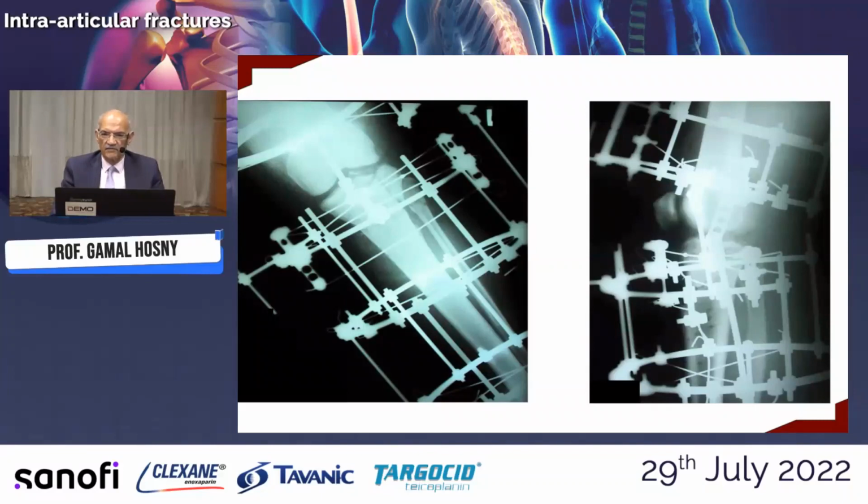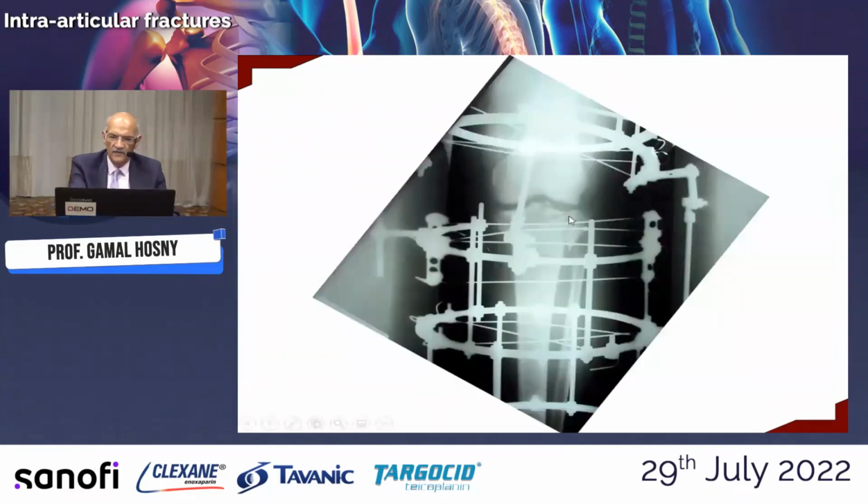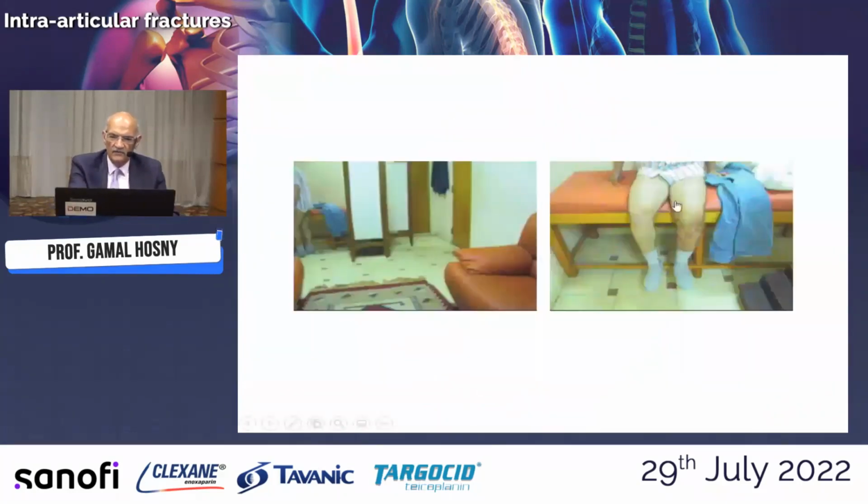So it's a bit strange because I know that classic teaching, if you have failure of closed reduction, you do open reduction. But I'm going to tell you the opposite here. If you have failure of open reduction, you can do closed reduction. See again the reduction. And this is after removal. The patient is bending his knee about 90 degrees.